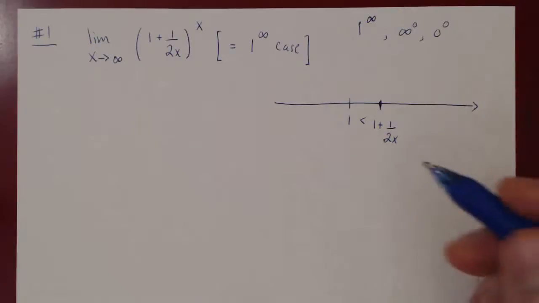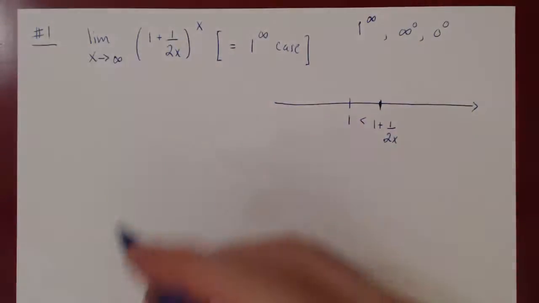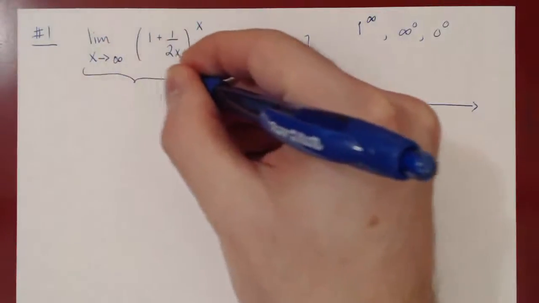Let's now show that this is really not obvious by finding the answer. Let's call this limit L.